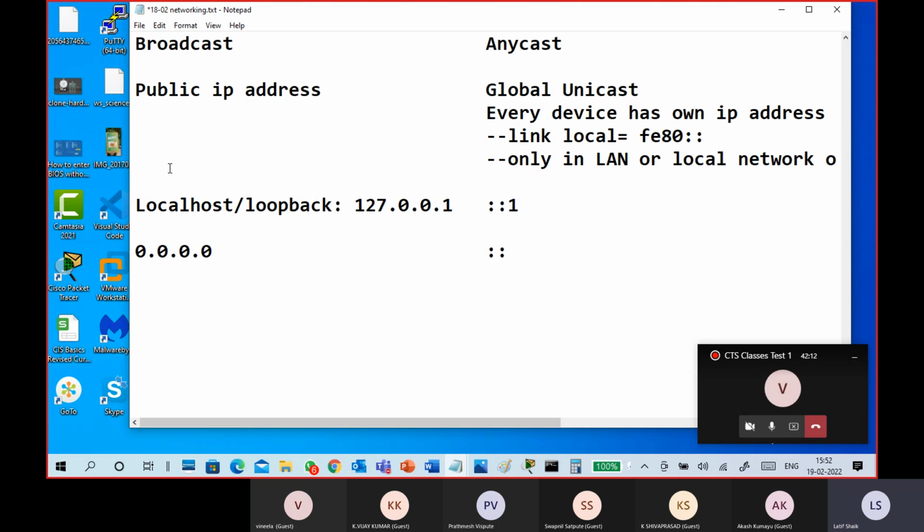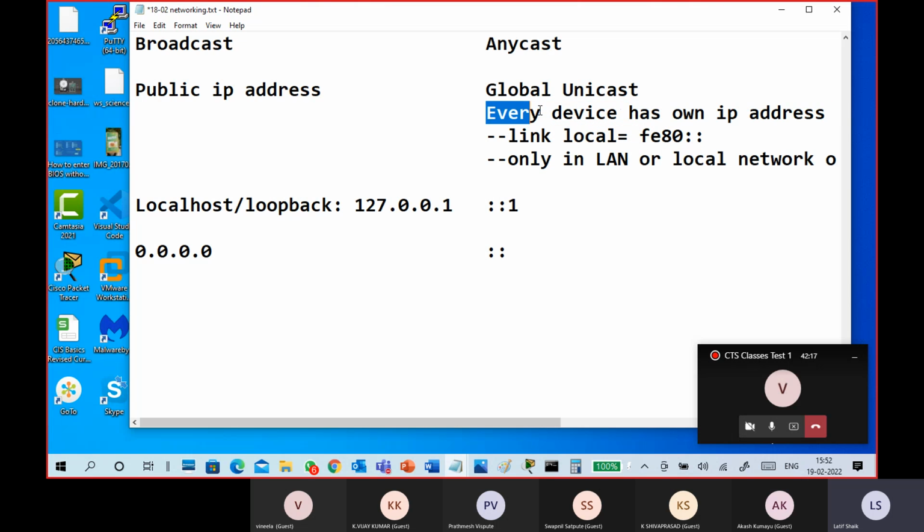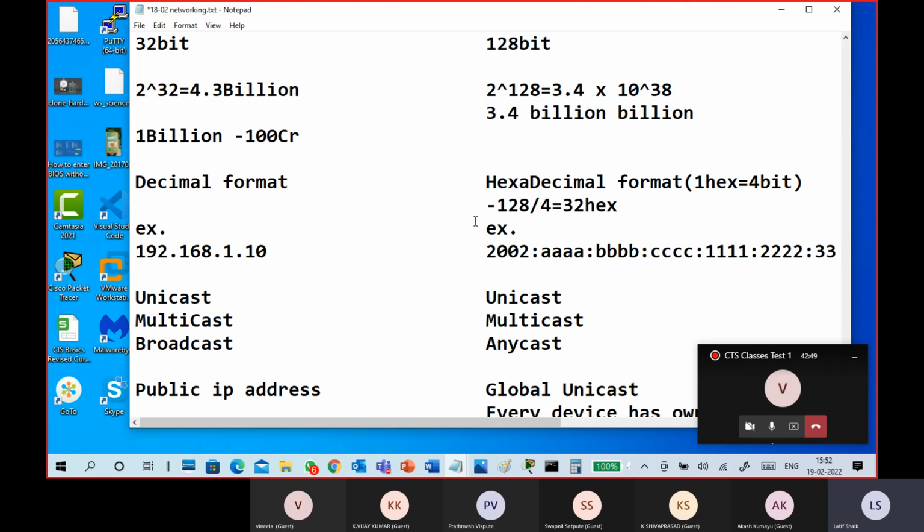Of course, there is an APIPA address, but APIPA is not equivalent. In IPv6, every device has its own IP address, irrespective of anything. Next, we need DHCP, self-assigning kind of stuff. IPv6 doesn't require any DHCP because it contains its own IP address. So these are the small things about IPv6 and IPv4, guys.